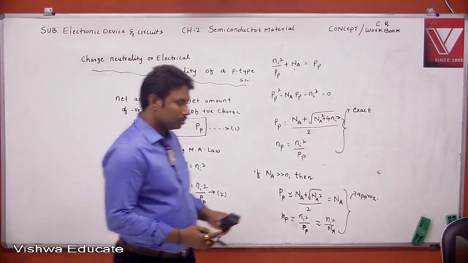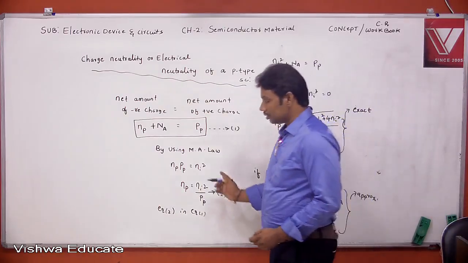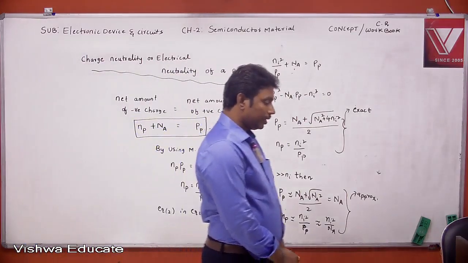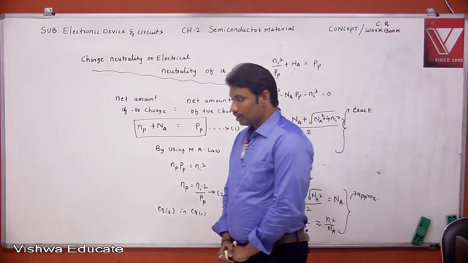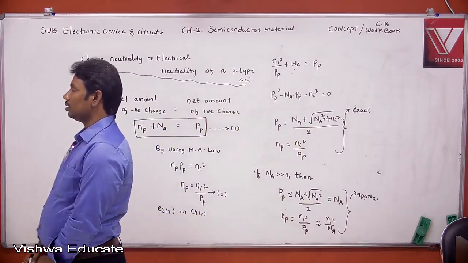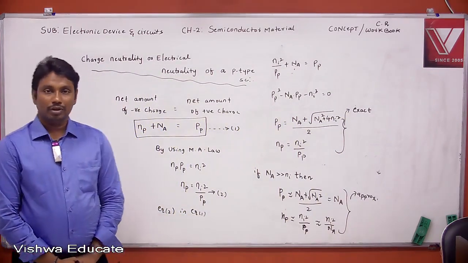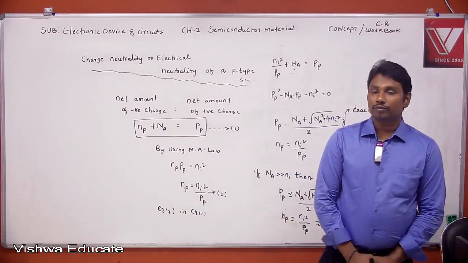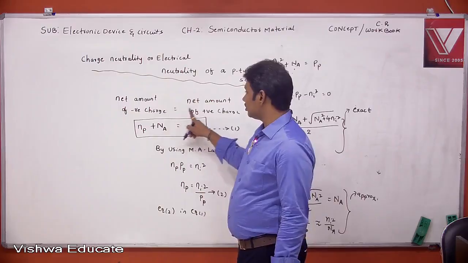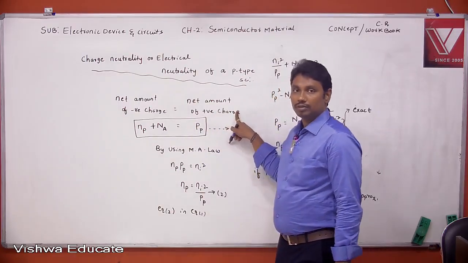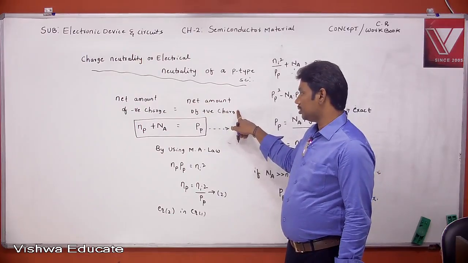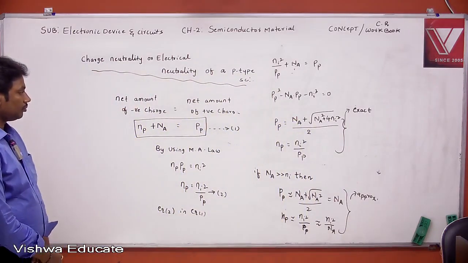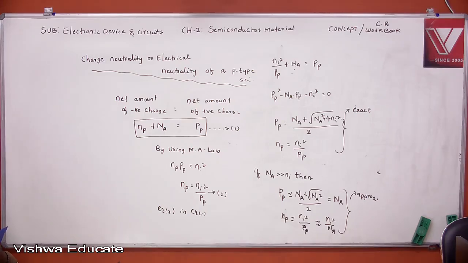Copy. First write down: the p-type semiconductor is said to be electrically neutral or charge neutral because the net amount of negative charge is equal to the net amount of positive charge. Copy the derivation.